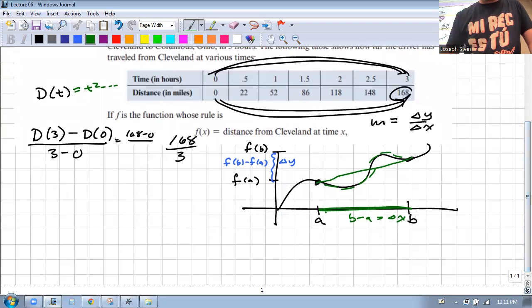So this is our goal today: to figure out how to turn this into an instant of time. So you can see what we could do is, what if I wanted to know the slope right here?